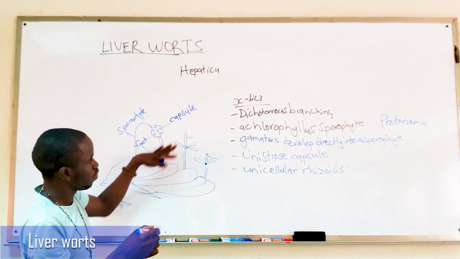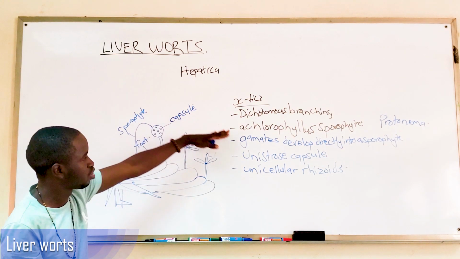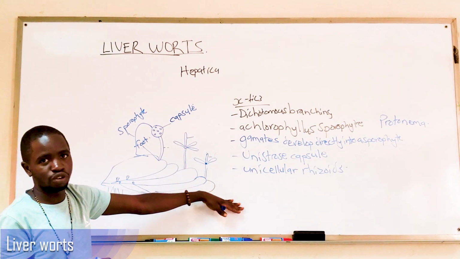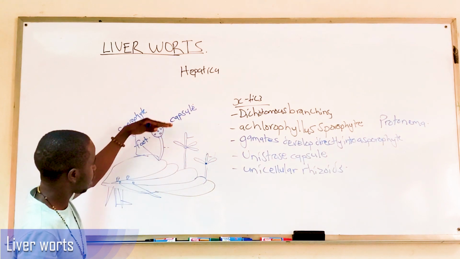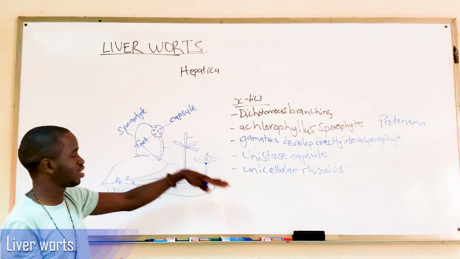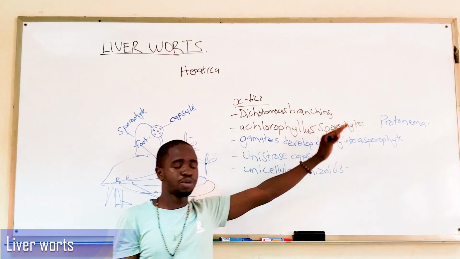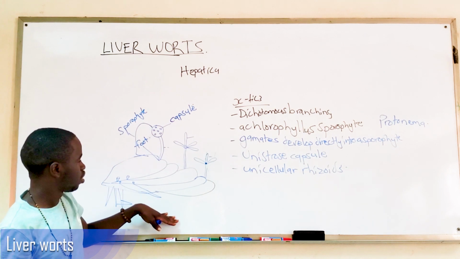So this is the sporophyte of a liverwort, and as you can see, it has no chlorophyll anywhere. Remember we said that typical of plants, they have chlorophyll, which is enclosed within the chloroplasts. The capsule and the foot have no chloroplasts anywhere. That is why we say it has an achlorophyllous sporophyte, and their sporophyte is dependent on the gametophyte.